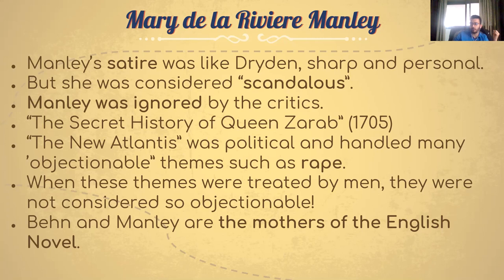But most importantly, we have The New Atlantis. You know, Atlantis. The New Atlantis. This was a political book, and it discussed very, very important themes such as rape. You know, a woman discussing rape for the first time. Men ignored this issue. The male authors ignored rape, for example.